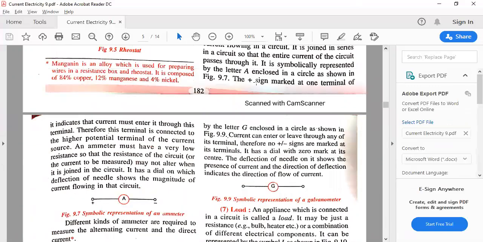The plus sign marked at one terminal indicates the current must enter through this terminal. That means current is entering from this side, so the terminal is connected to the higher potential terminal of the current source. So an ammeter must have very low resistance. Why? Because only if you have low resistance will the current flow.